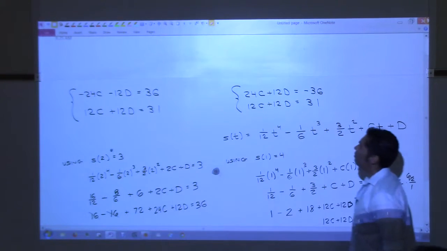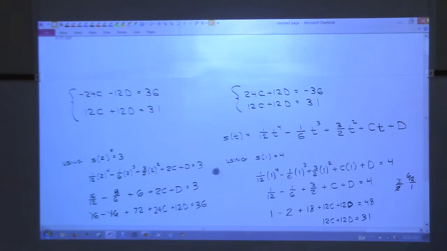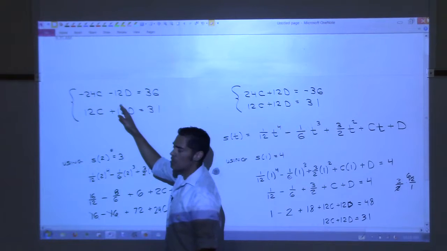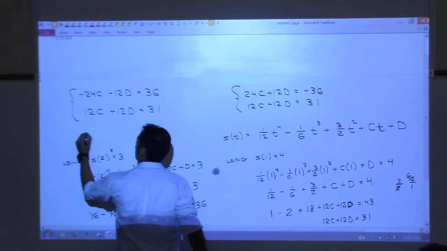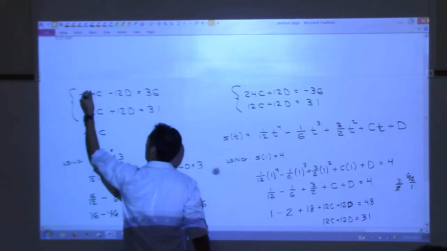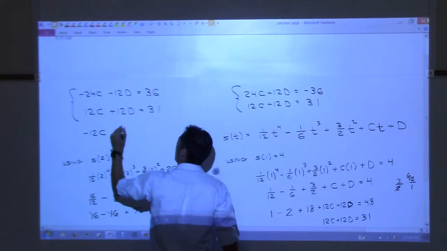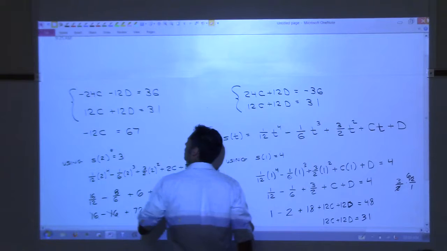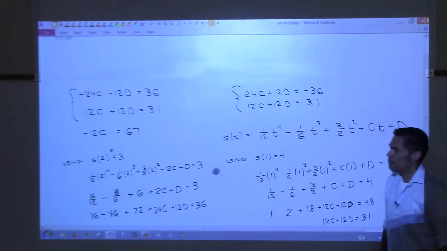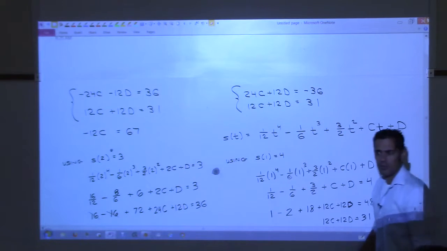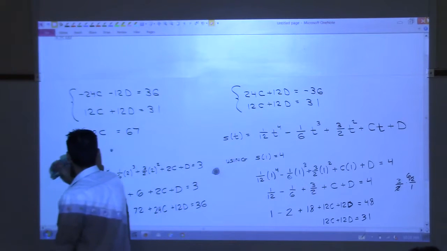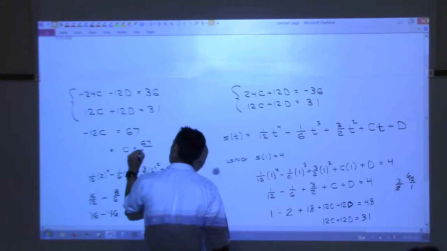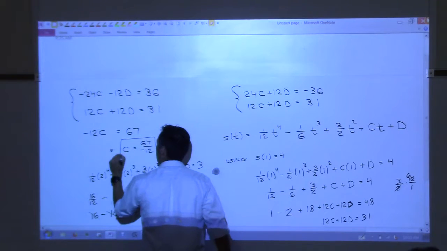So multiply the top row by -1, and now I add straight down. The whole goal of multiplying by -1 was to get these 12Ds to cancel. So add down, get negative 12C. These go away, and then that equals 67. And if I divide both sides by -12, I'm going to find what C is. So C is 67 over -12. So I've nailed down what C is, right?